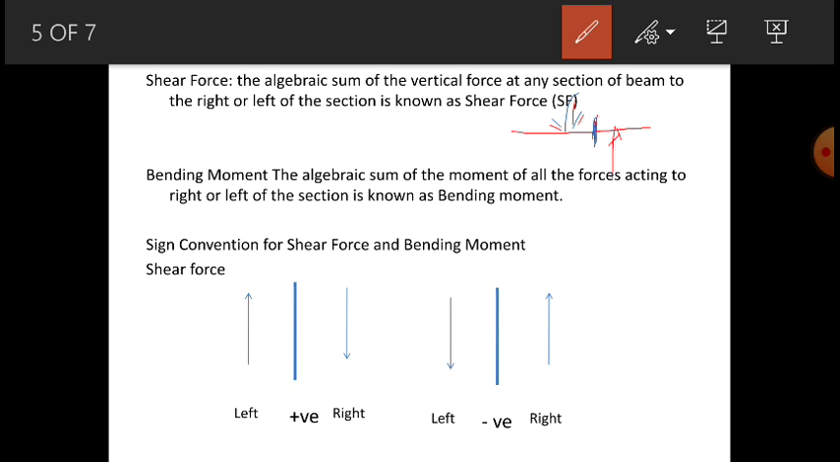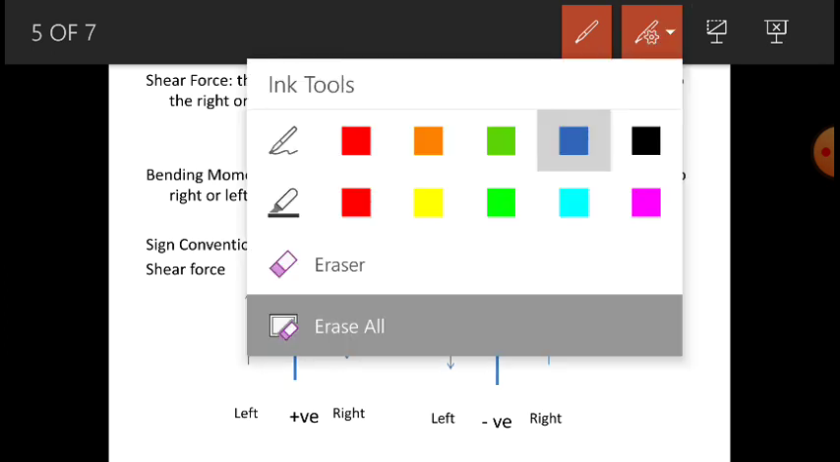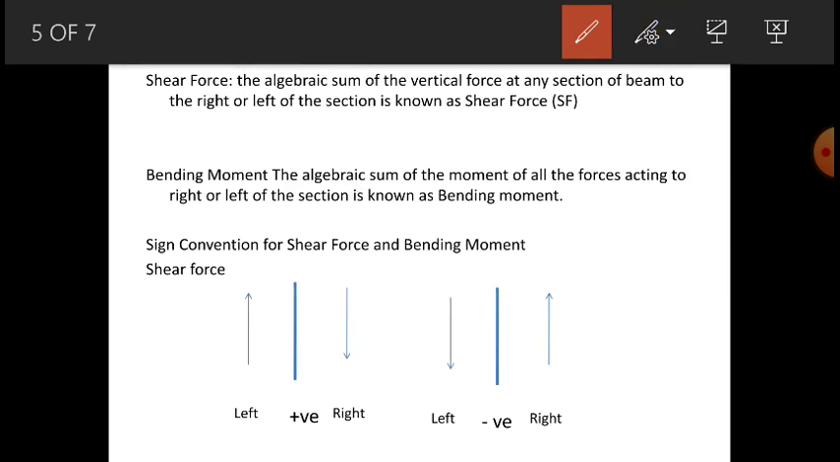Okay, now how to calculate this shear force in the beam, we'll try to understand. It is the algebraic sum of the vertical forces at any section of the beam to the right or the left of the section of the beam. We'll try to understand what the definition is trying to say.